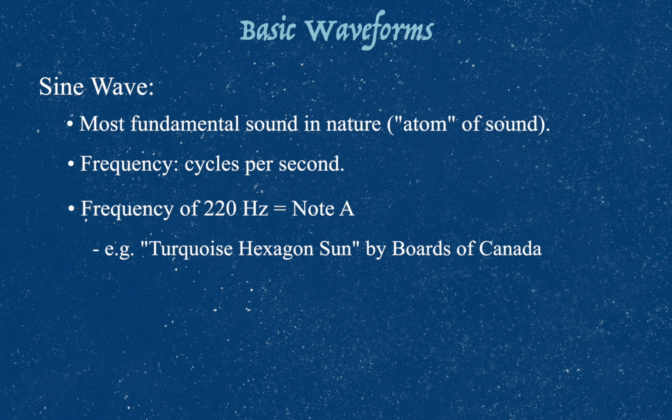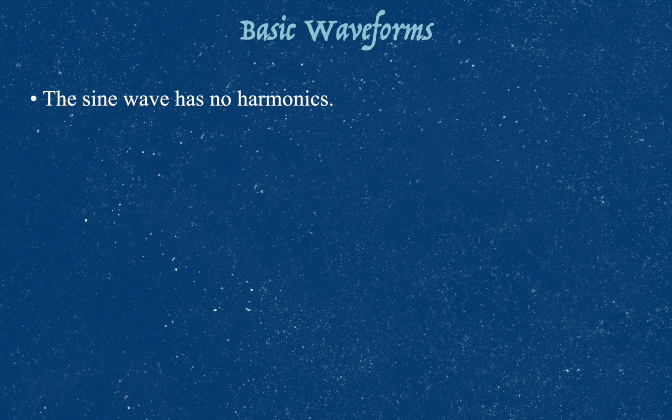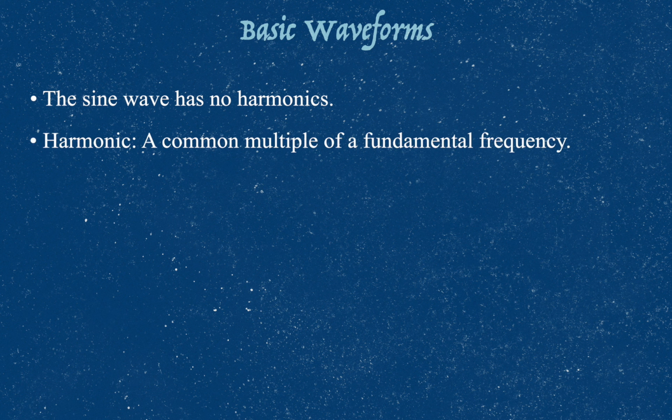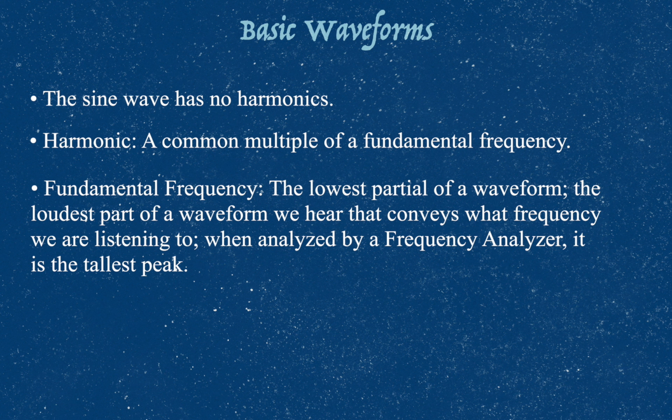This leads into the next important characteristic of a sine wave. The sine wave has no harmonics. You may ask, what are harmonics? A harmonic is a common multiple of a fundamental frequency. A fundamental frequency is the lowest partial in a waveform, the part of the waveform we perceive the most because it's the loudest. When we look at the sine wave in a frequency analyzer, we will only see the fundamental frequency, this one big peak. If it had harmonics, we would see many peaks and valleys, but not taller than the fundamental frequency.